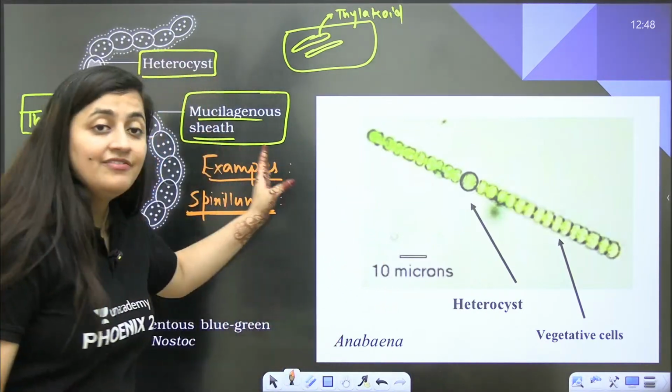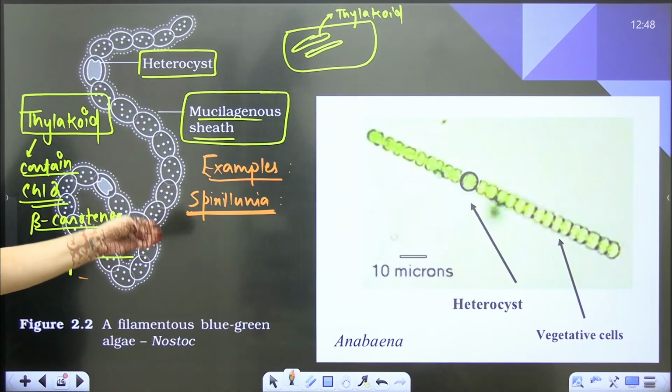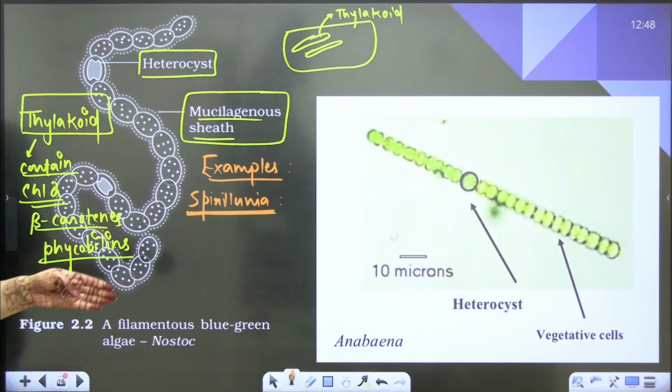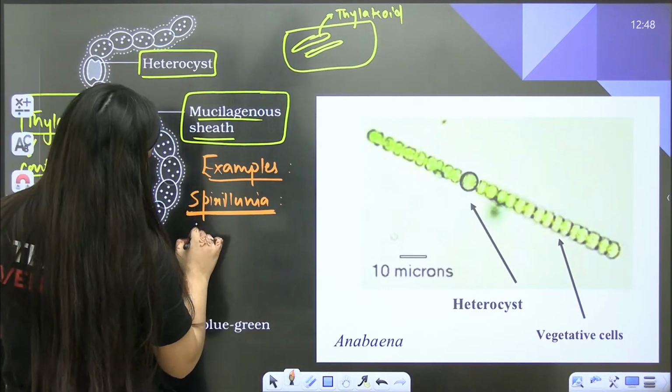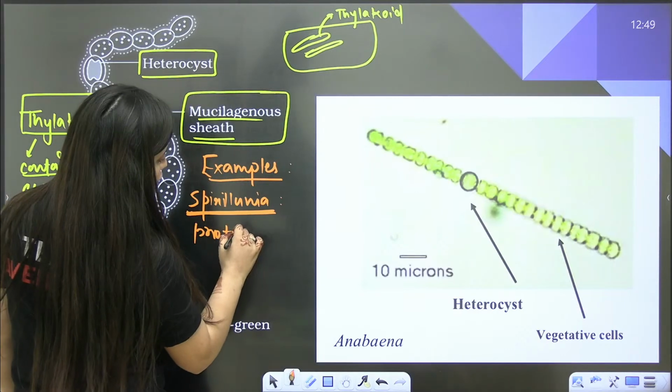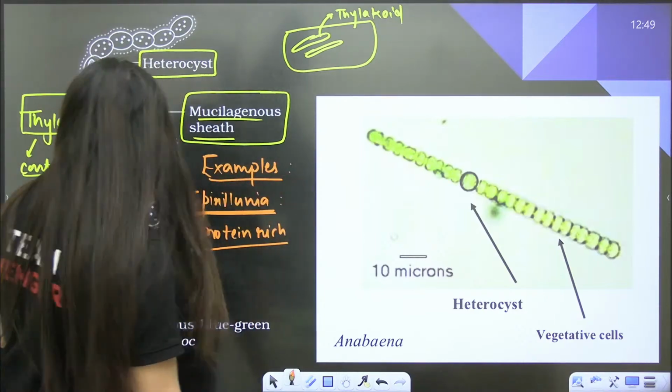Spirulina, and even astronauts carry it to space, because it's a very good source of food. It is a very good source of protein. So that's why you have to remember this. It is important. Spirulina is protein rich, so astronauts carry it. It's a previous year question. Astronauts carry it to space with them.